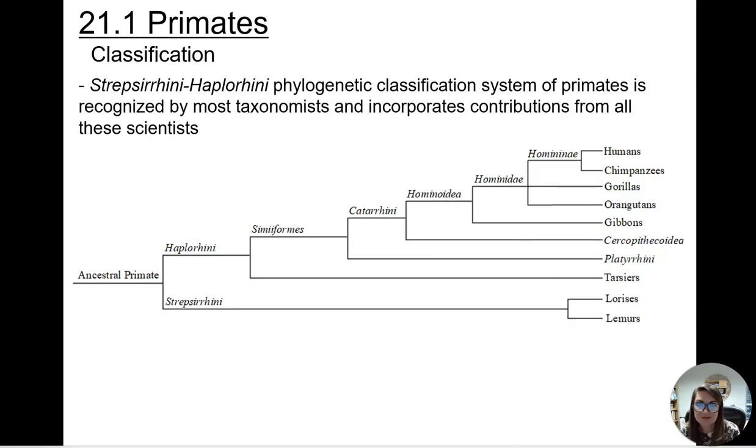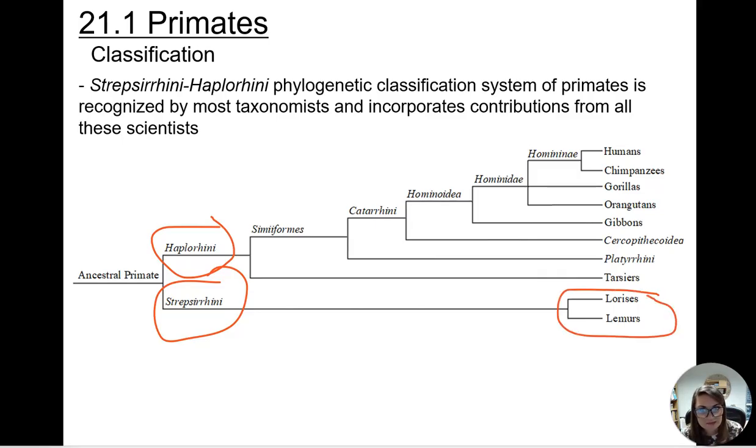So here you can see how these lineages are going to start. So we have the ancestral primate. We're going to see how they divide into our two subgroups that we just discussed. So we have the Haplorrhini and we have the Strepsirrhini, which are going to develop. And then you see how these are going to lead directly over to the lorises and the lemurs.